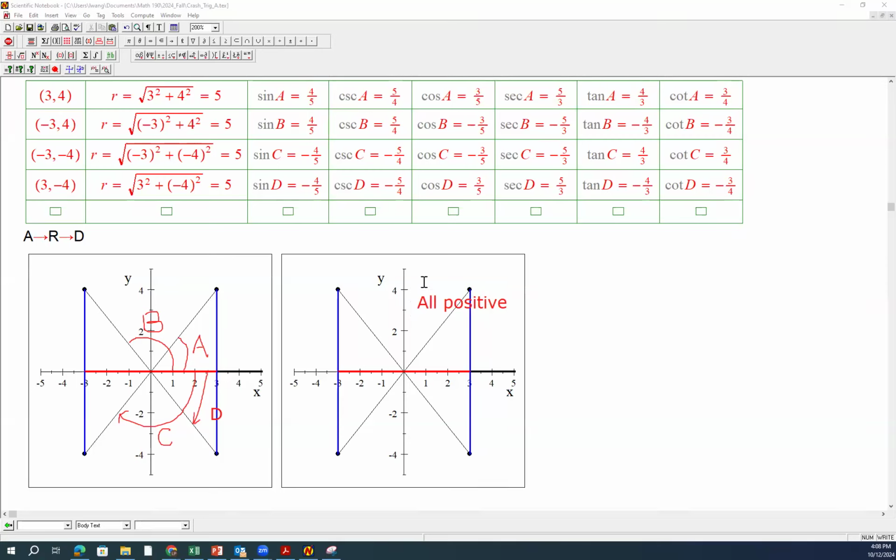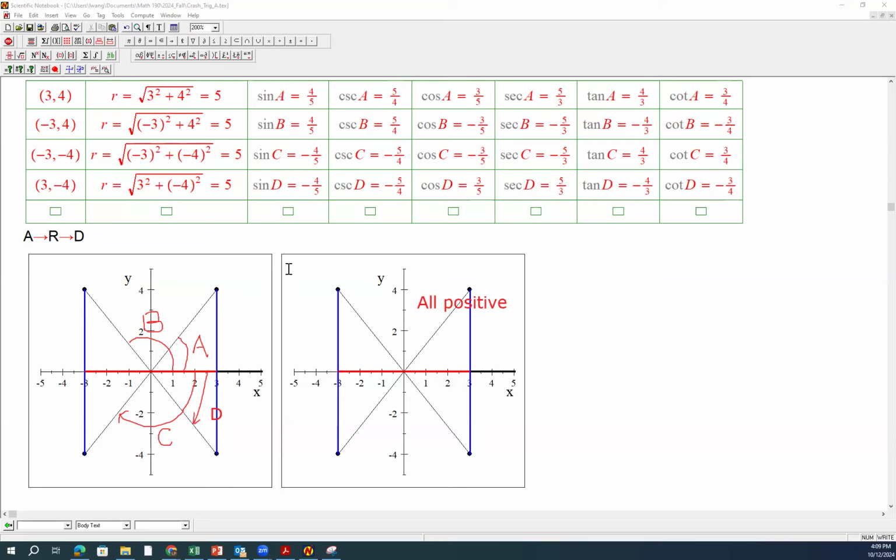Okay, so now how about the terminal in the second quadrant? When the terminal is in the second quadrant, we can see sine and cosecant are still positive, but cosine turns into negative, and tangent and cotangent are negative. So sine and cosecant stay positive, but cosine, tangent, secant, and cotangent are negative, right?